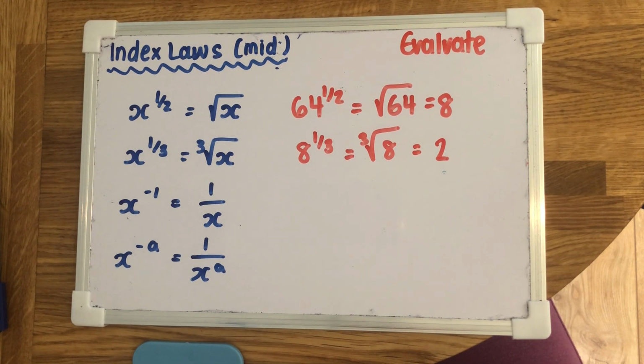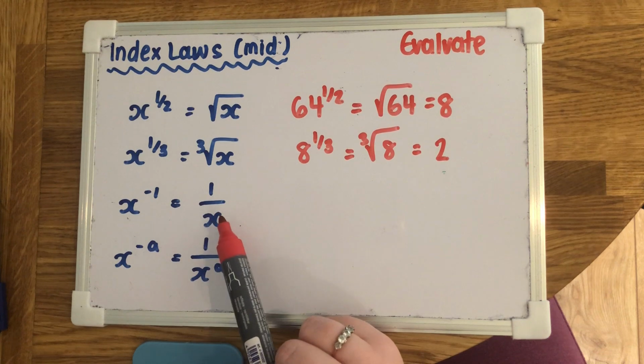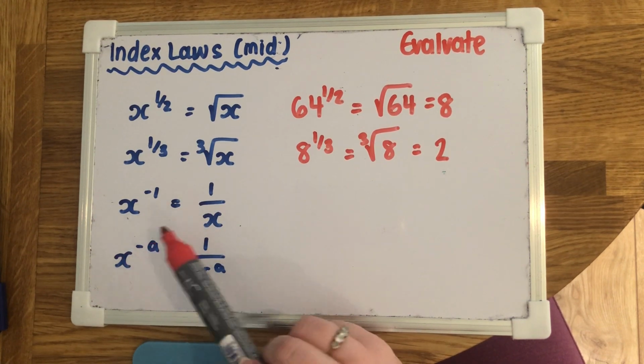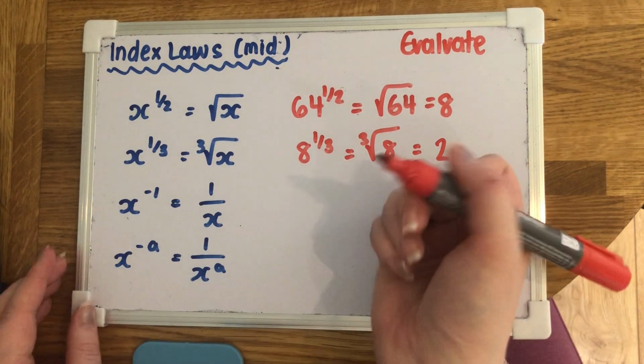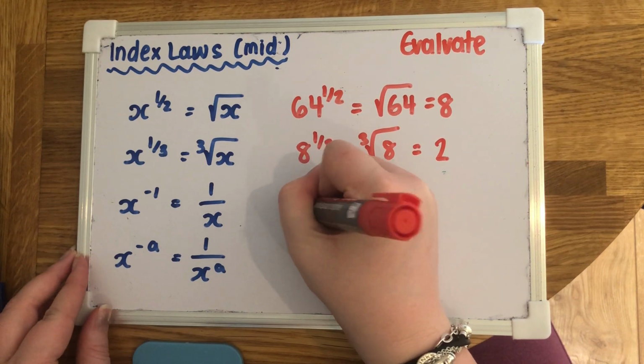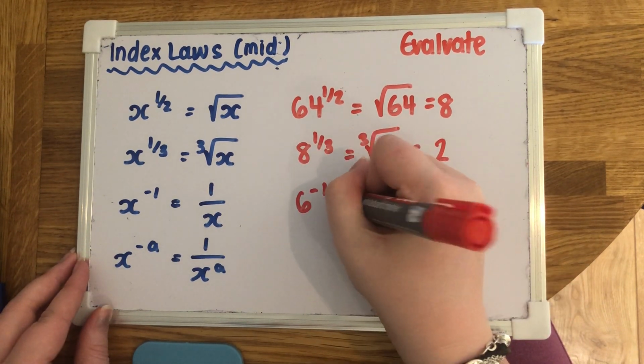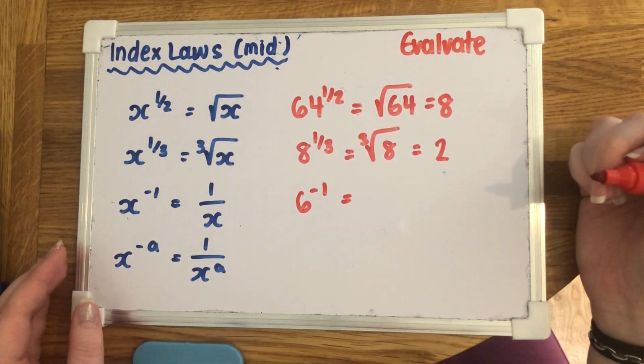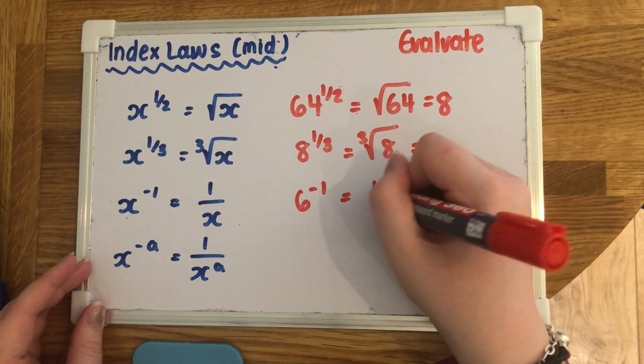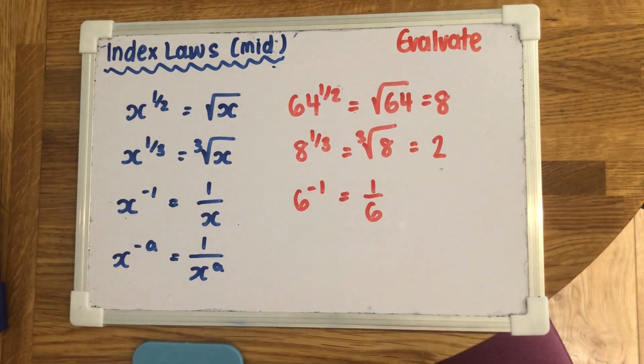The next one, we've done reciprocals before, so it's sort of similar to that. So for example, if you had 6 to the negative 1, that just means a reciprocal of 6. That means it would be 1/6, the fraction.